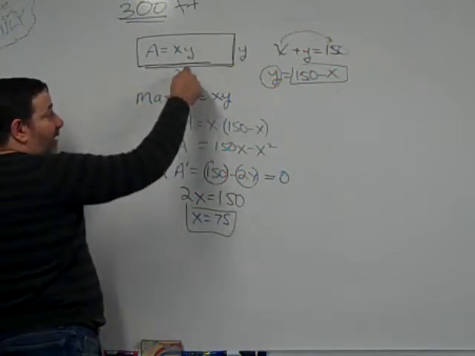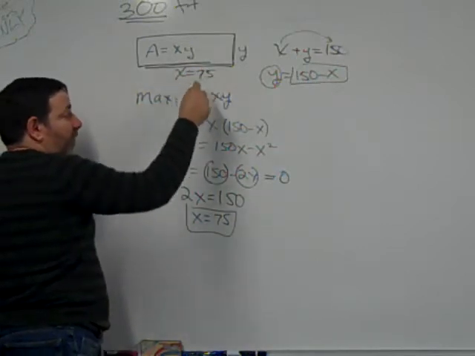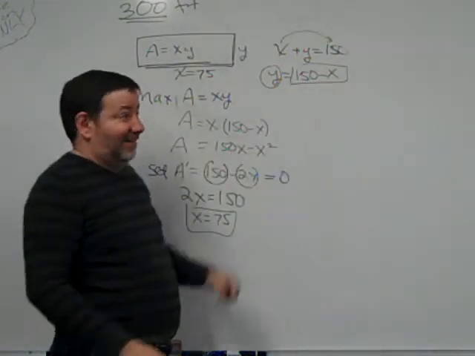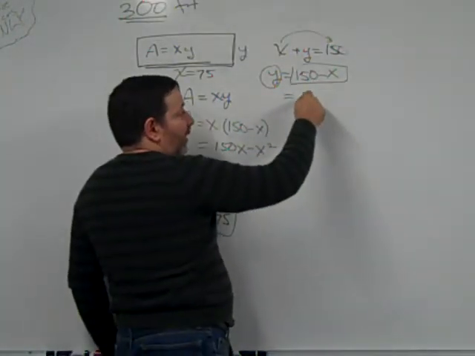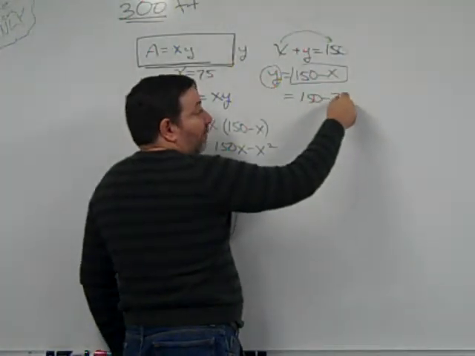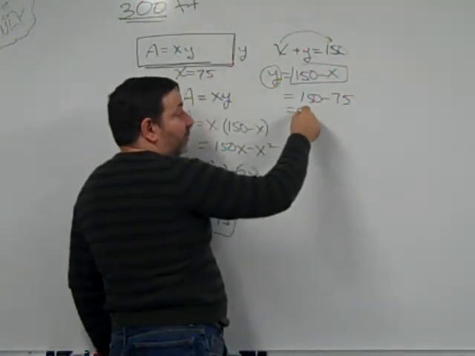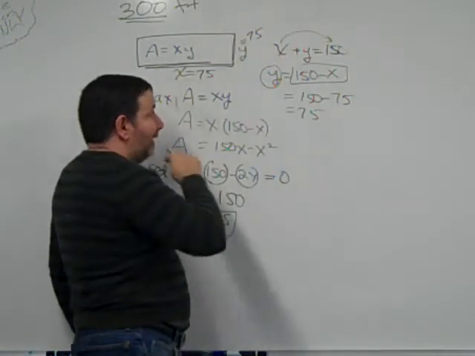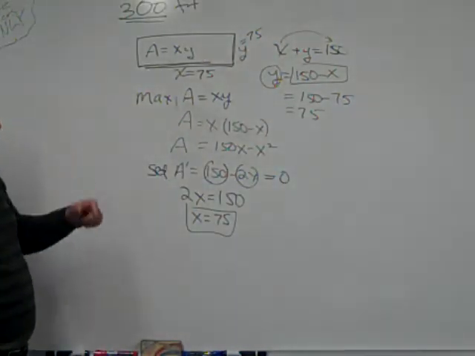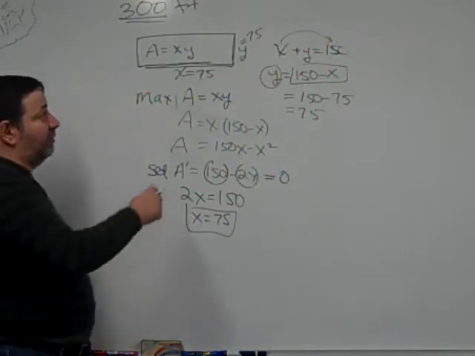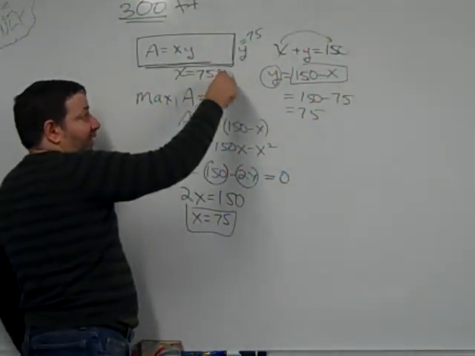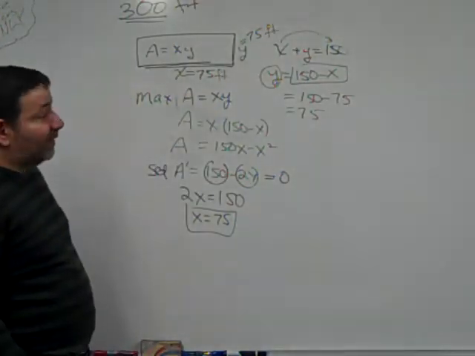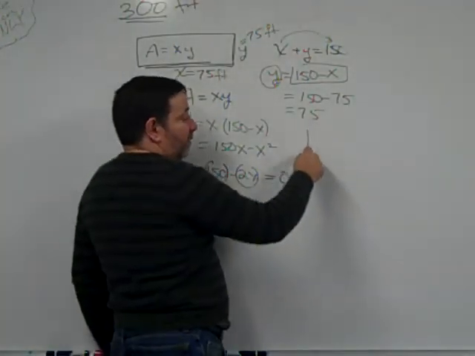So our goal is to find the dimensions. Well, we found out what X is, 75. Now Y is 150 minus X, which is 75, which happens to be 75 on its own. That's the max dog pen you should make. You should build it 75 feet by 75 feet. And let's see what the area is going to be.